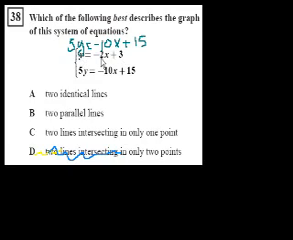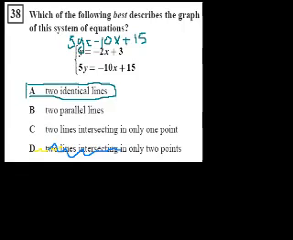So if you multiply the top equation, both sides of it, by 5, it really doesn't fundamentally change the line. The equation might look different, but the equality will still hold in the same universe, which is essentially that line. So if you just multiply both sides by 5, they become the same equation. 5y is equal to minus 10x plus 15. So they are the same lines. So that's A, 2 identical lines.